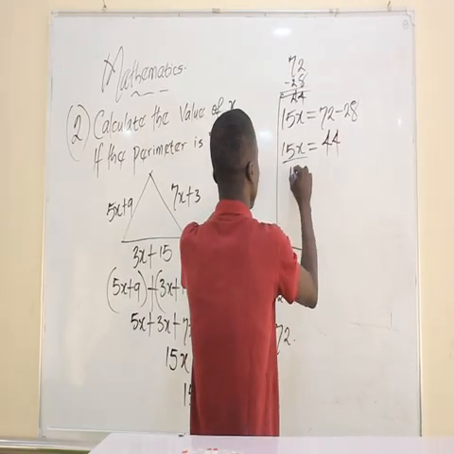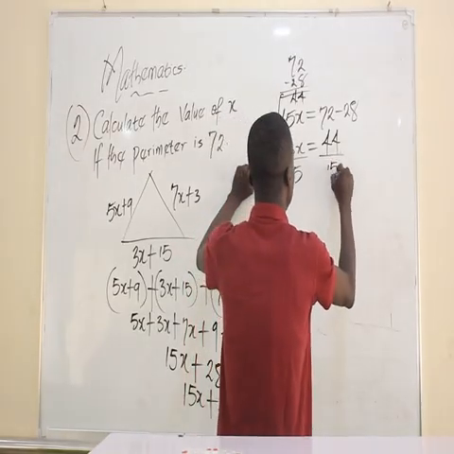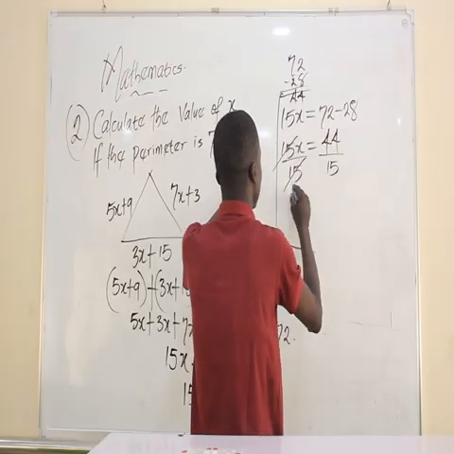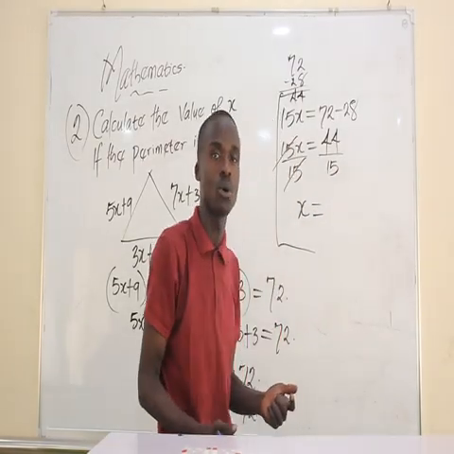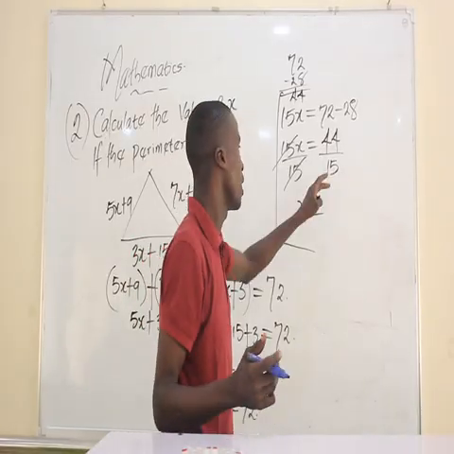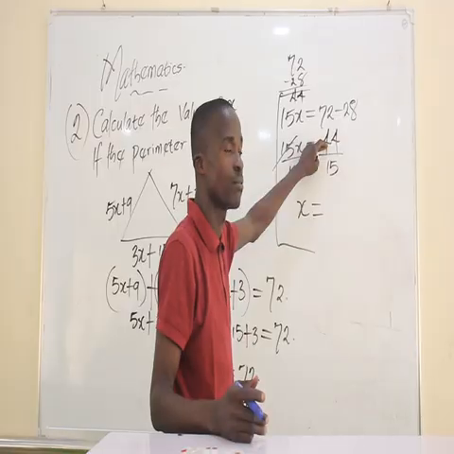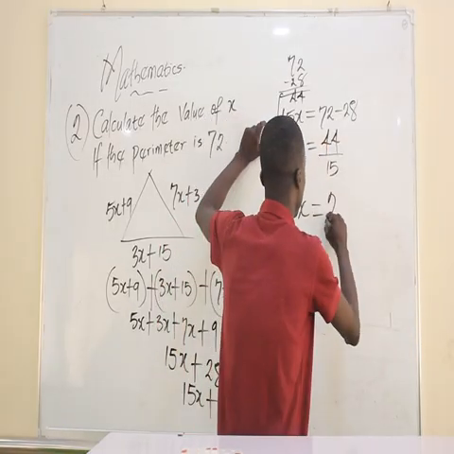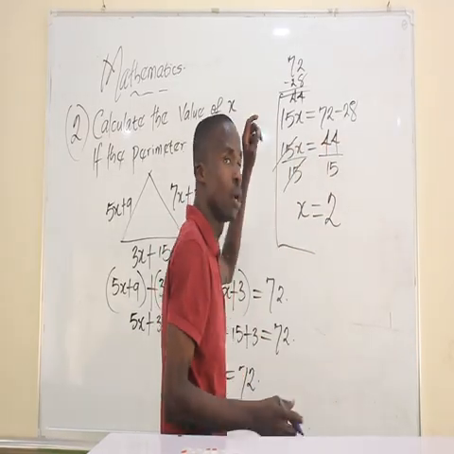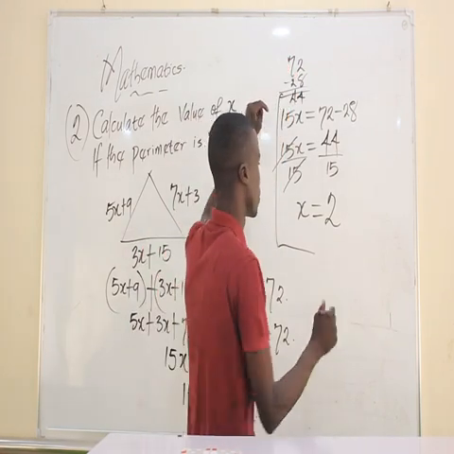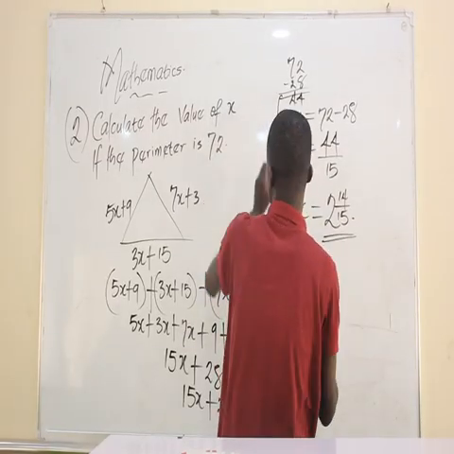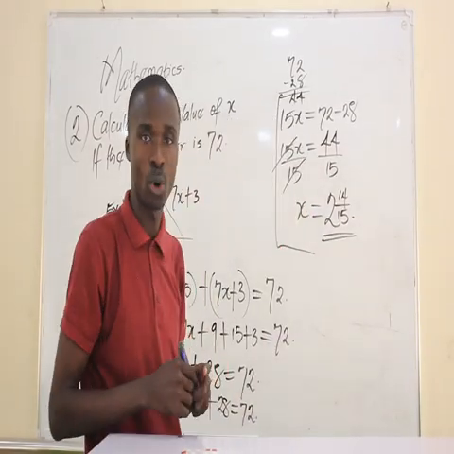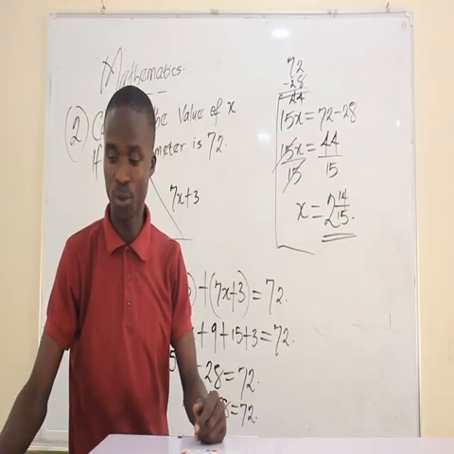So divide both sides by 15. You divide both sides by 15. This will cancel this. Your x will give you, you can write it in mixed fraction, or how many 15 do you have in 44? You have 2. That's 2 whole number. What is left? You are left with 14. 14 over 15. This will be the value of your x.